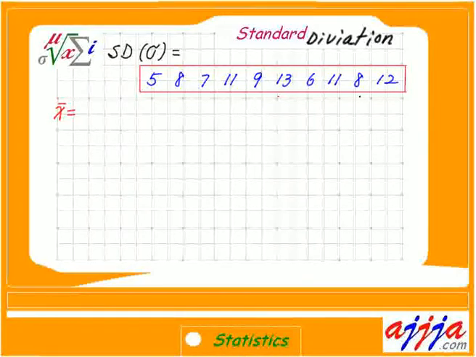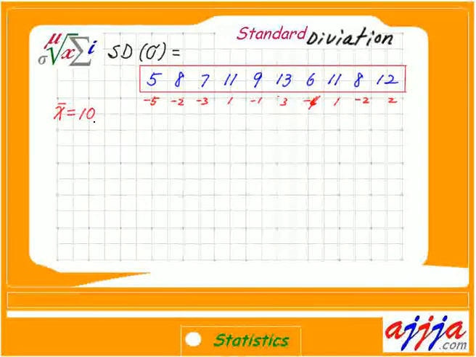Okay, SD. The symbol looks like this, right? It's the lowercase sigma. So now we're going to find that one. First step, step number 1, we have to find the mean value, right?